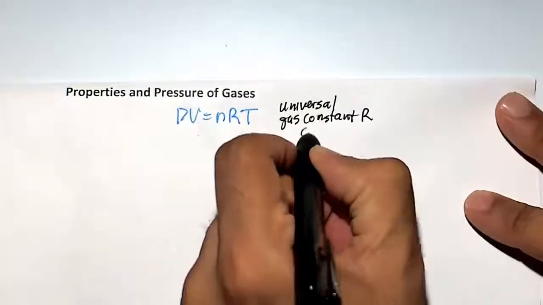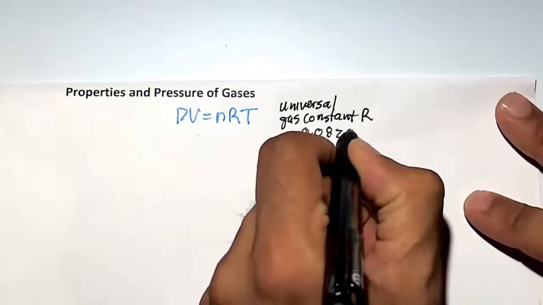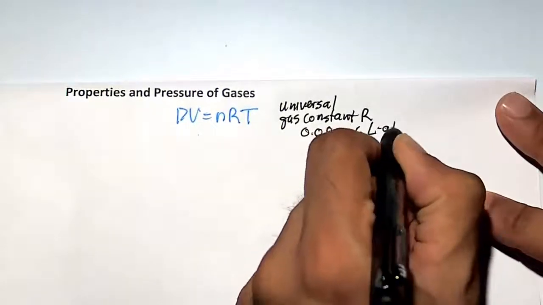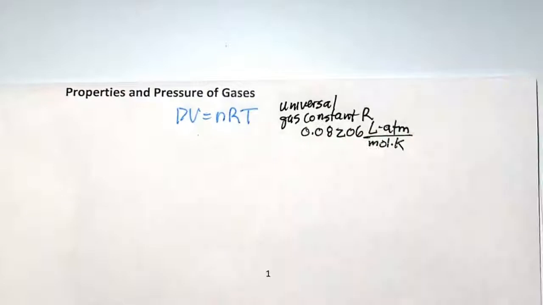This gas constant is 0.08206. Its units are liters atmospheres per mole Kelvin. This will be given to you, so you do not have to memorize it. This is one version of the gas constant. There's another version as well that we'll talk about later in this class.